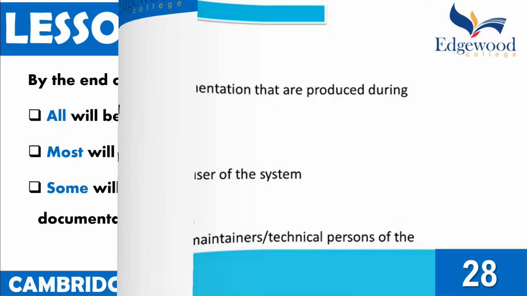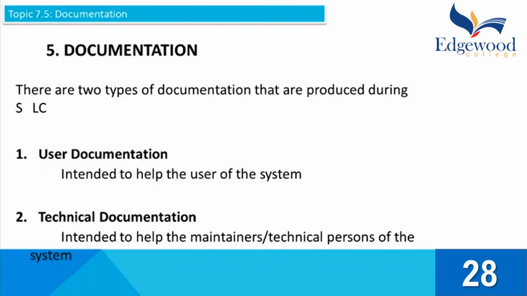All right. So let's look at documentation. There are two types of documentation that are produced during the system lifecycle. We have user documentation. Okay. And the user documentation helps users to learn how to use the software or system. Okay. For technical documentation, it helps the programmer or the system analyst to make improvements to the system or to be able to repair or maintain the system.